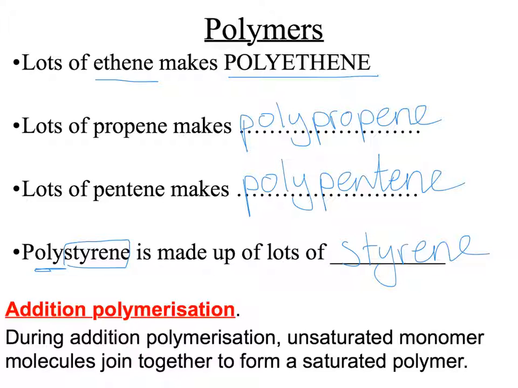Now, this is called addition polymerisation. And during addition polymerisation, unsaturated monomer molecules will join together to form a saturated polymer. This reaction requires heat and a catalyst to take place, and it produces the polymer molecules, which we can then use to form plastics, which have got a variety of uses to us in real life.